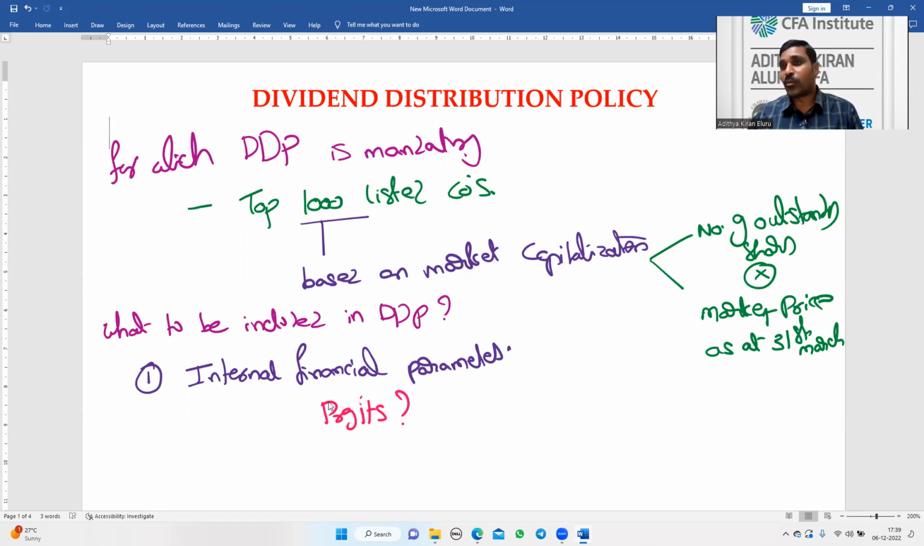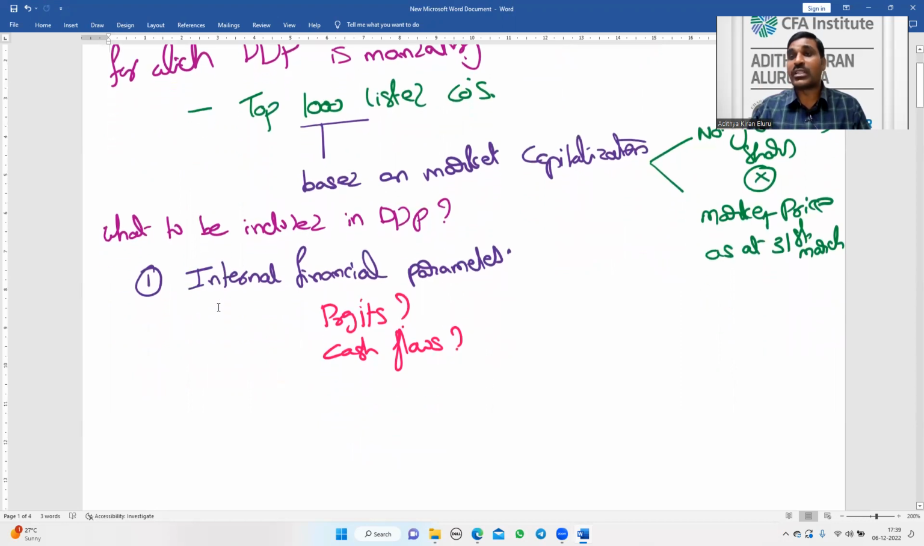Okay, the company got good profits. Is that profit realized in cash form, or is the profit lying in the form of debtors? That is important. Therefore, how much profit the company has and how much cash flow the company has. If the company does not have adequate profits, dividend will not be paid. If it has adequate profits, then we have to check cash flows, whether the profits are realized in the form of cash.